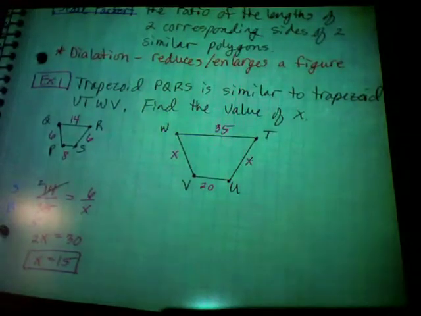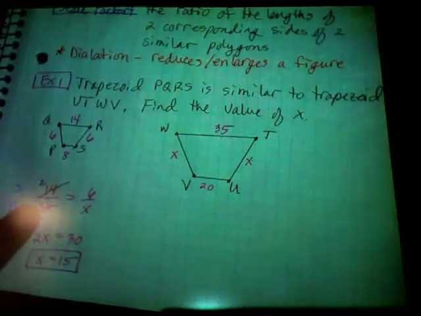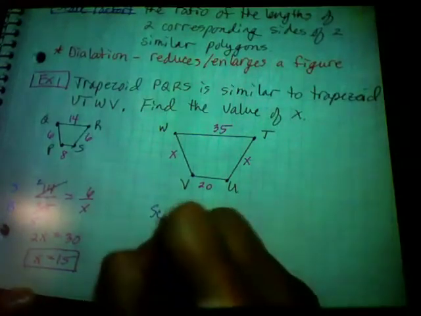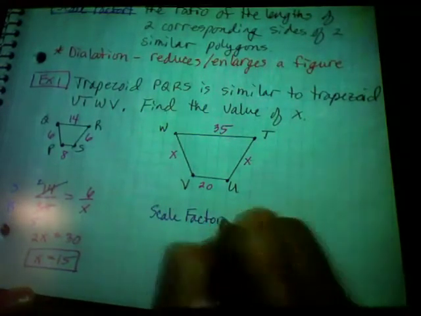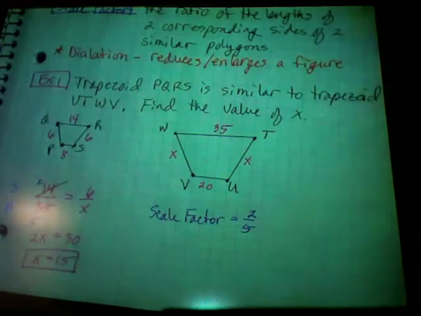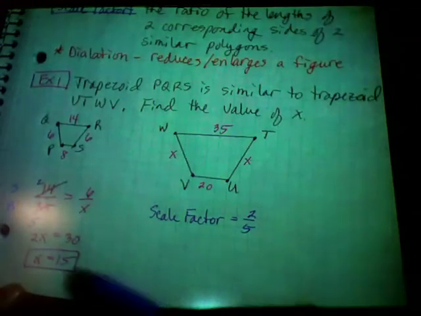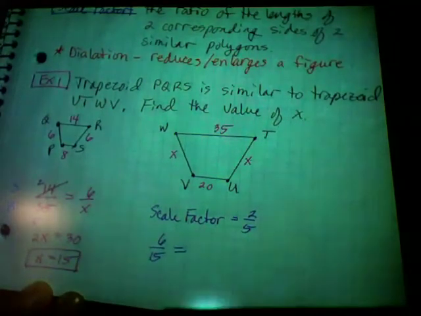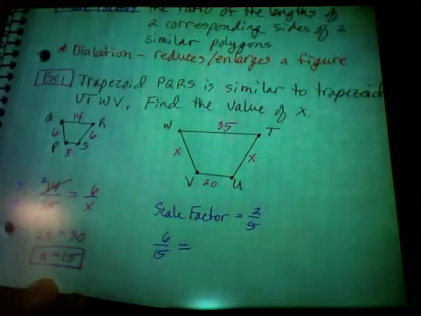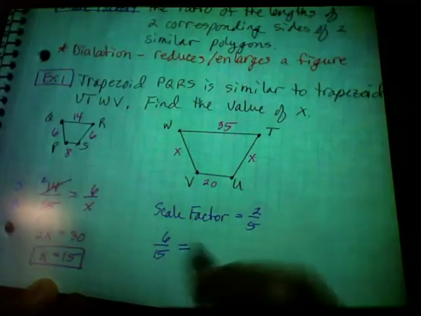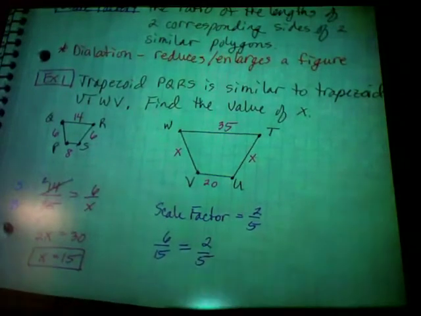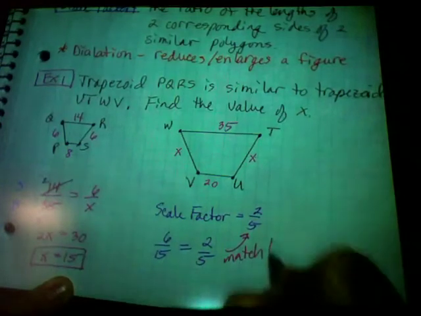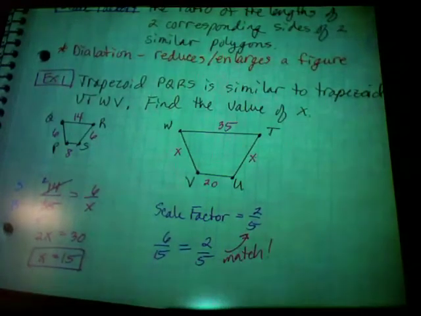And here's how you can check. I chose to take 14 over 35 and I reduced that to 2 over 5. My scale factor is equal to 2 over 5 because I'm doing small to big. So then take your X and put it in here. So now take 6 over 15 and compare that scale factor, reduce it. What goes into both 6 and 15? 3. So 3 goes into 6 twice and 3 goes into 15 5 times. Do they match? Yeah. So I must have a good answer. So that's how you can check your answer.